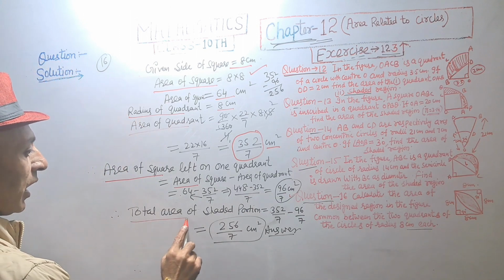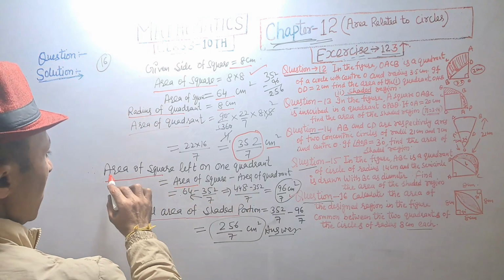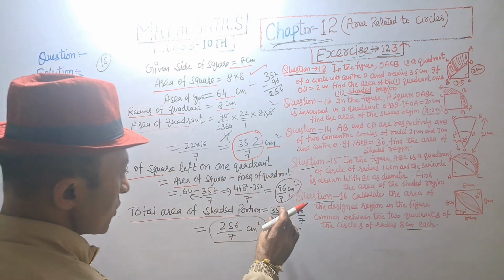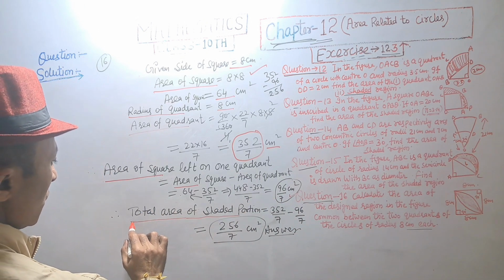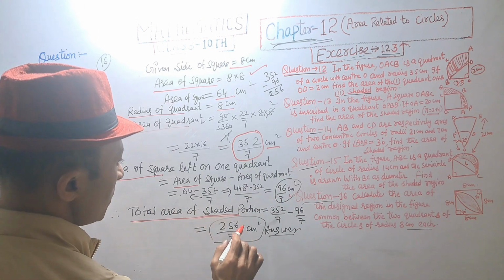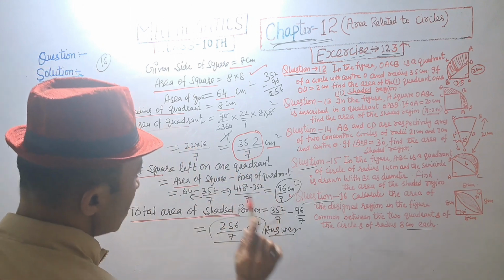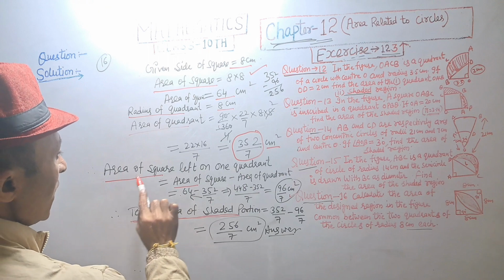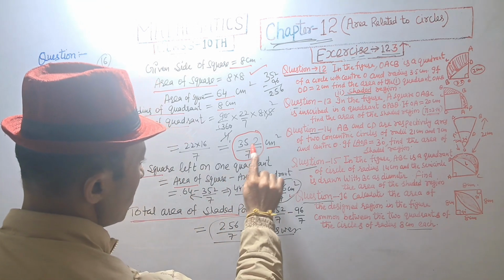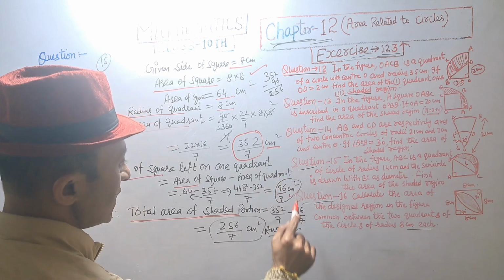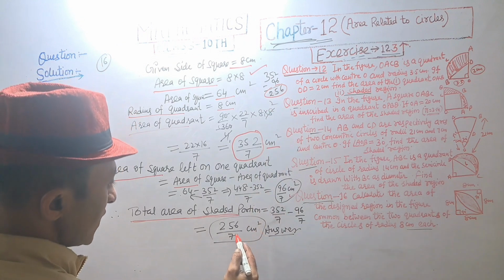And the total area of the shaded portion is equal to the area of the quadrant minus the area of the square left on the first quadrant, that is equal to 352 upon 7 minus 96 upon 7. We get 256 divided by 7 centimeter square.